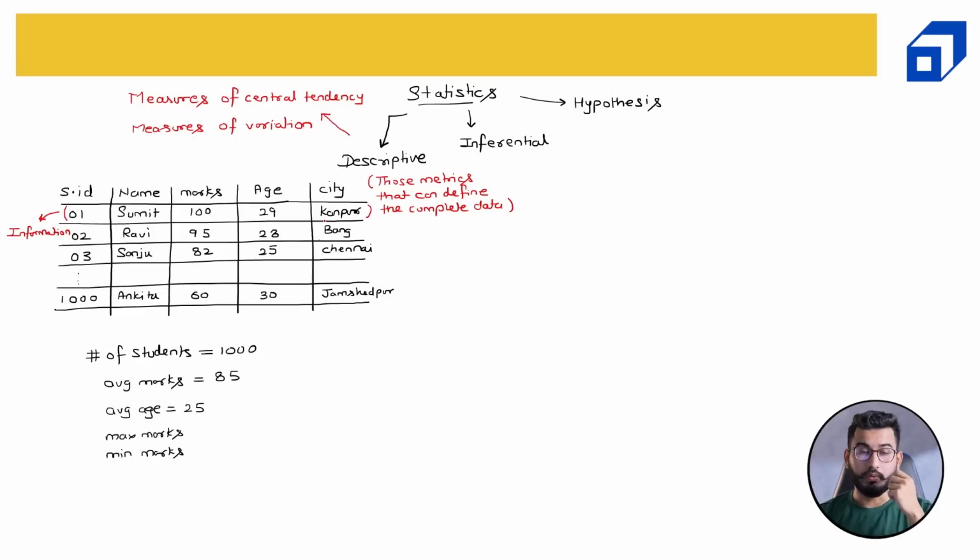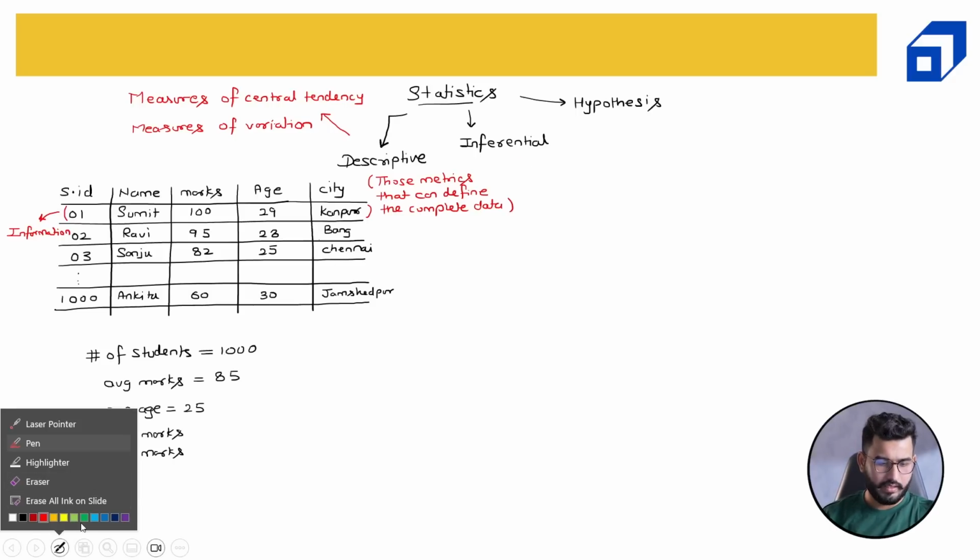So using the power of descriptive statistics, we do not have to go through each and every piece of information. We can just use these metrics to describe the complete data, right? Then we have inferential.